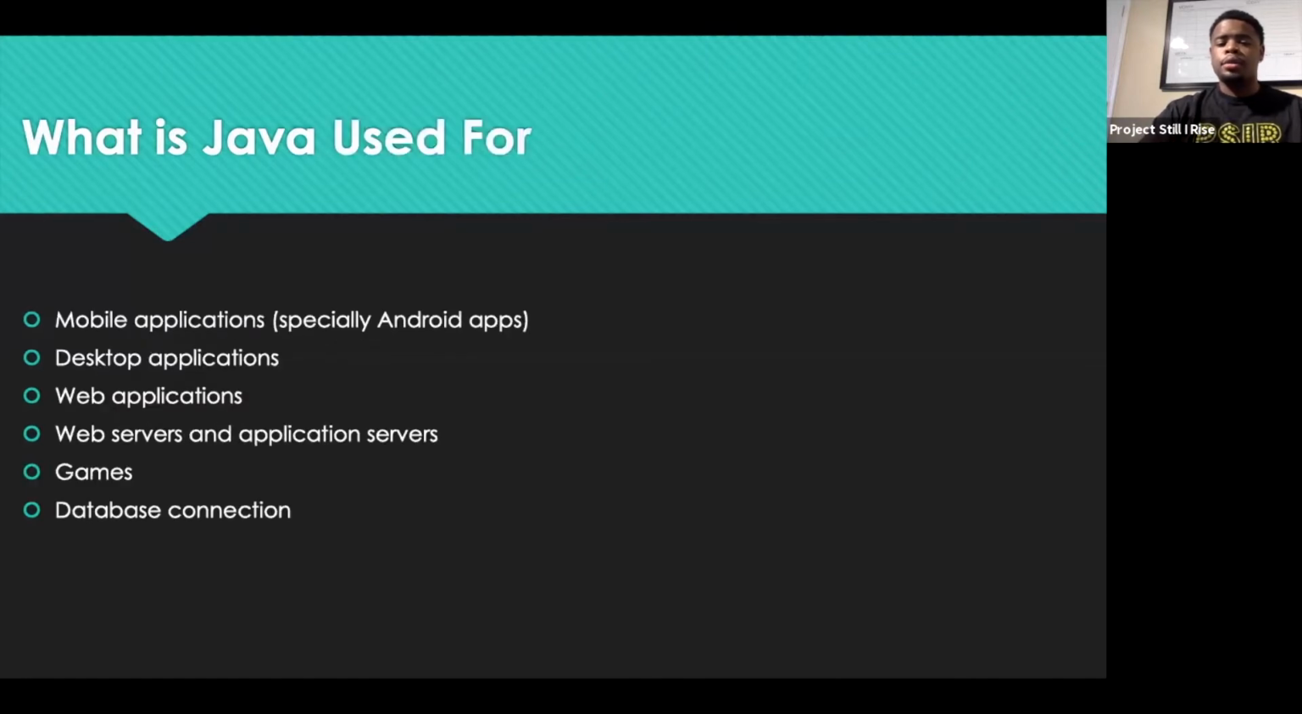Now, what is Java used for? A lot of companies use Java for mobile applications, desktop applications like Microsoft Word, PowerPoint, things of that nature, web applications, web servers and application servers, some games, and then for databases as well.